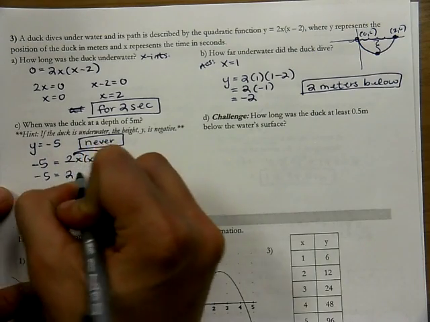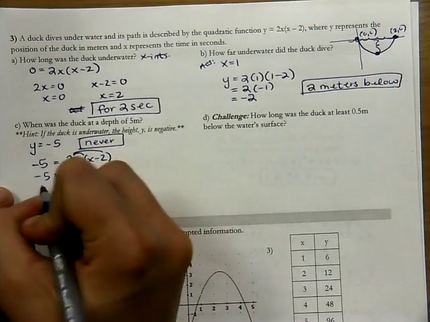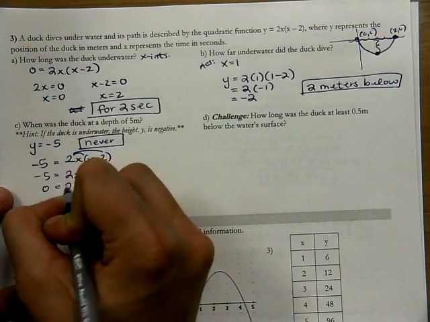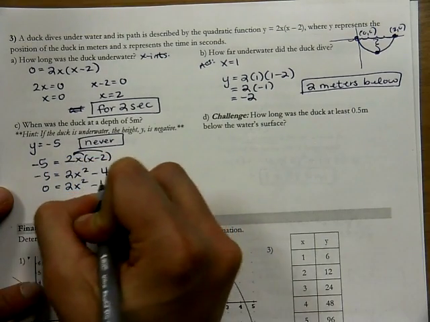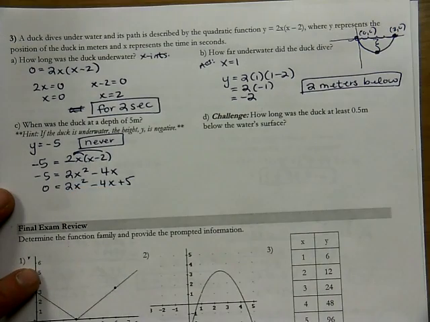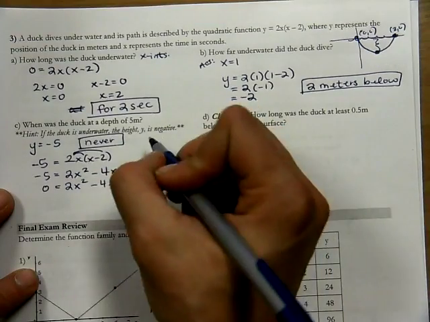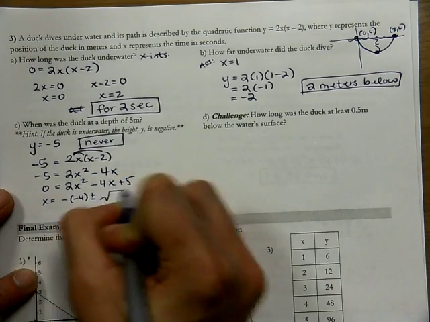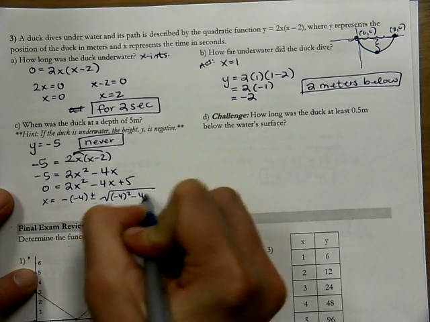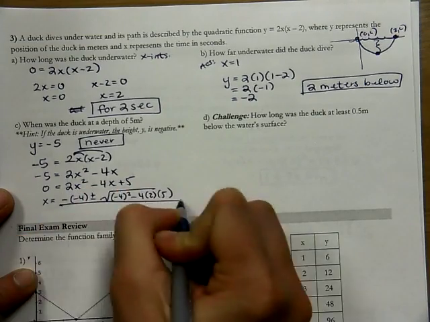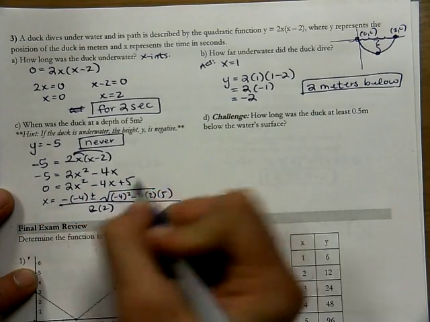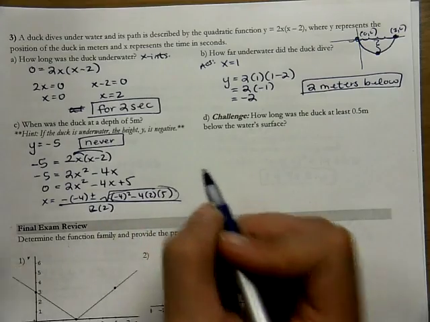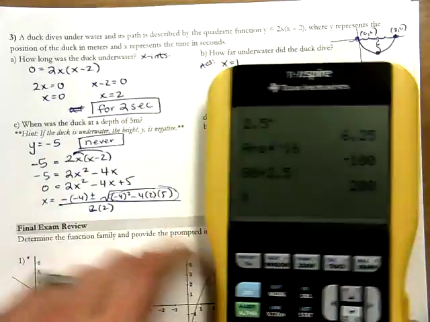So negative 5 equals 2x squared minus 4x. Now that I have it written in standard form, I can add 5 to both sides, and I can solve this using the quadratic formula, or by factoring. If I try to solve by factoring, it's not factorable. So the quadratic formula says x equals the opposite of b plus or minus the square root of b squared minus 4ac, all over 2a. And I can type that entire discriminant in my calculator.